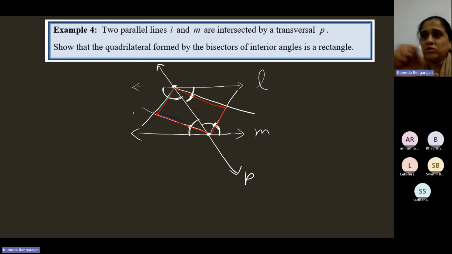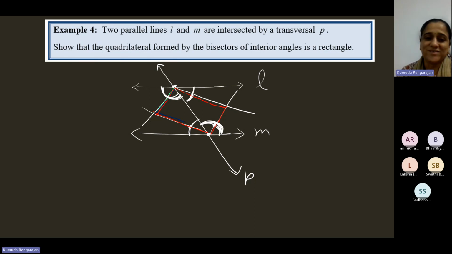Now, I'm not going to mark anything. I'll just tell you orally and I'll show you the slide. But I'll do it slowly. Now, this angle, see, these L and M are parallel lines. L and M are parallel lines. This angle and this angle, what kind of angles are they? Alternate interior angles.